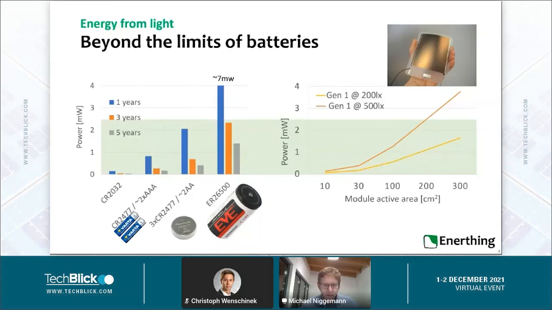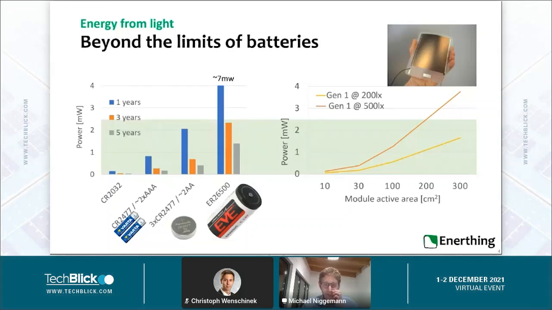On the right-hand side, I've plotted the average power you can draw during daytime from a photovoltaic module under indoor conditions. What we've calculated here is 200 lux illumination or 500 lux illumination for different areas. You can see that from a certain area at certain illumination conditions, we exceed the average power from standard batteries. If you're talking about lifetimes of, let's say, 10 years in the field, because with many IoT applications you would never want to touch the device again, since once you have to touch devices in the field, it becomes very expensive.